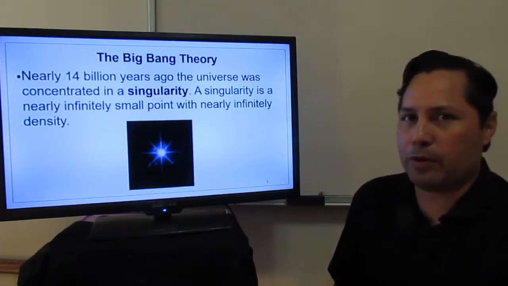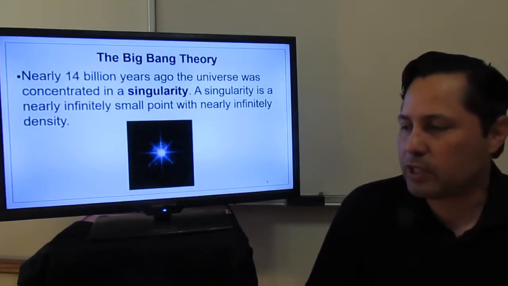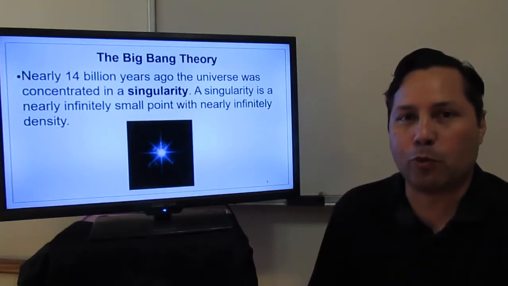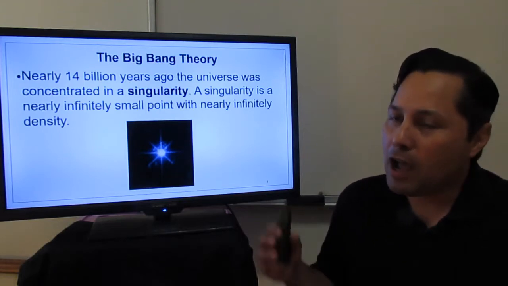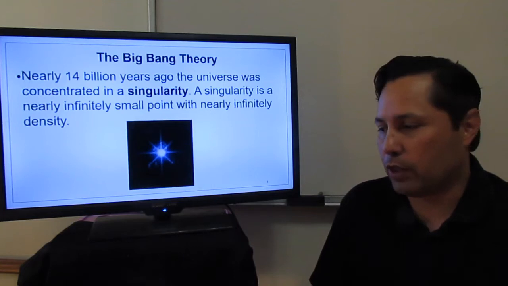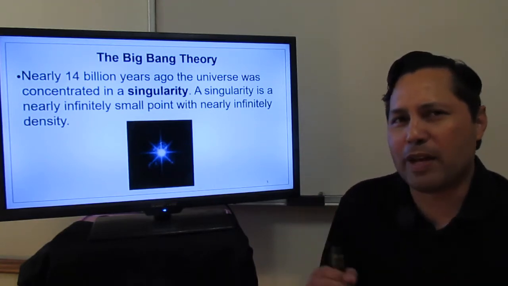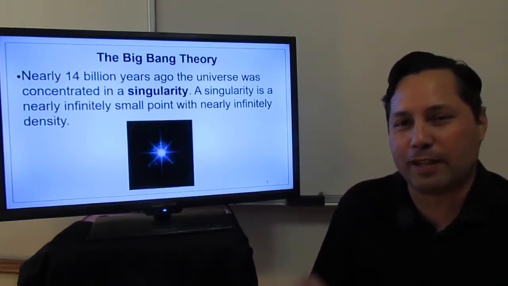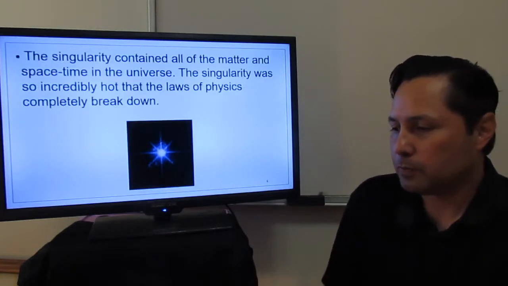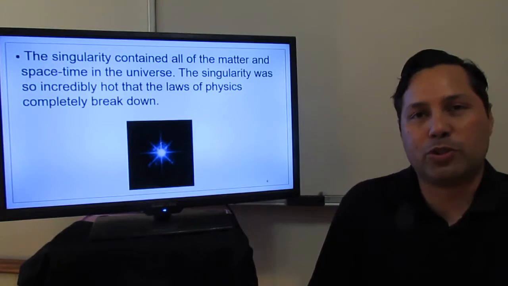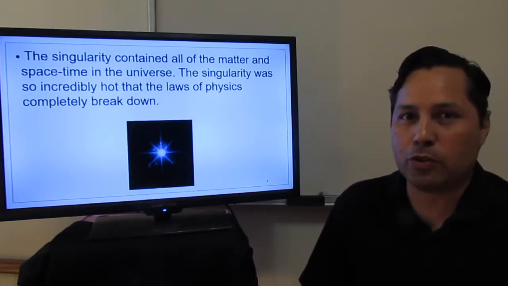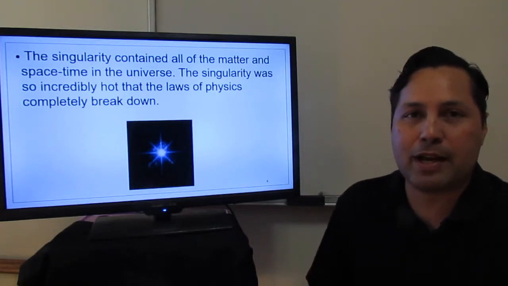First of all, the Big Bang Theory states the following. About 14 billion years ago, the universe was concentrated in a very, very small place. That's called a singularity. Everything in the universe, every star, every planet, everything. How big is it? It's considered to be infinitely small and had an infinite amount of gravity inside of it. The singularity also contained not just all the matter in the universe, but also all the heat in the universe, as well as all the space-time in the universe.